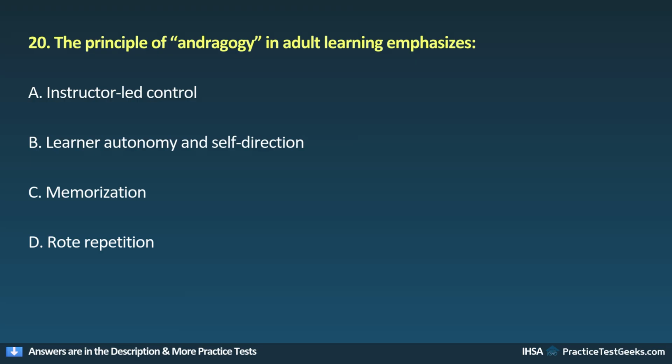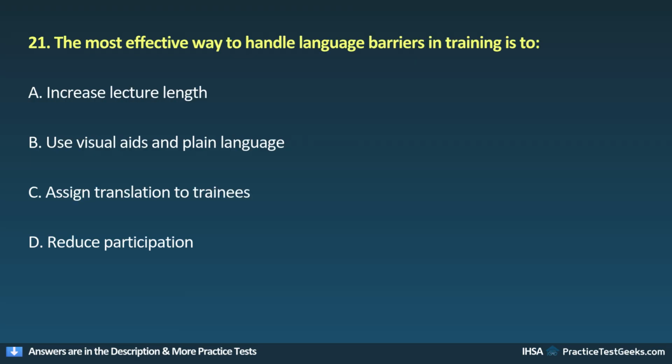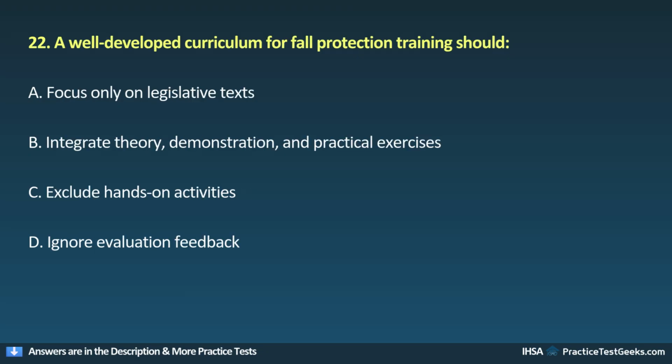Memorization. Rote repetition. 21. The most effective way to handle language barriers in training is to A. Increase lecture length. B. Use visual aids and plain language. C. Assign translation to trainees. D. Reduce participation. 22. A well-developed curriculum for fall protection training should A.